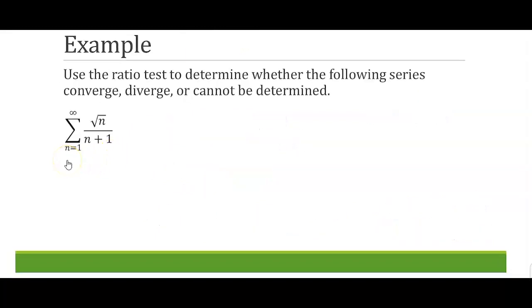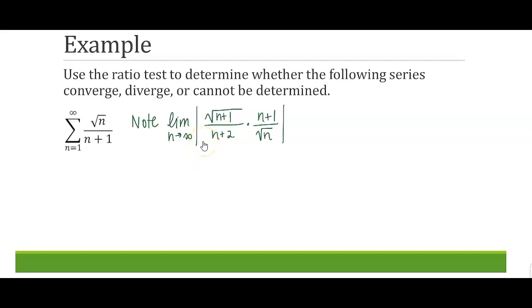Let's apply the ratio test again. So we're going to go ahead and evaluate the limit as n approaches infinity of the absolute value of a sub n plus 1. I'll substitute an n plus 1 here, and an n plus 1 here will make this n plus 2, the square root of n plus 1 over n plus 2. And we will again multiply by the reciprocal instead of thinking about dividing by a sub n. So we'll have times n plus 1 over the square root of n.